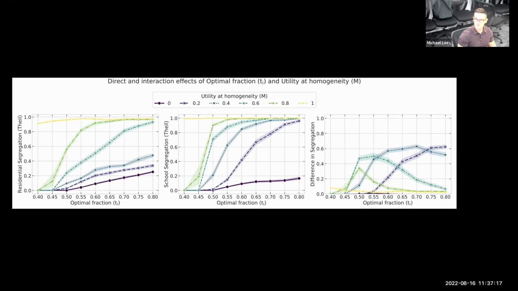This is just the same thing that you can show for different utility at homogeneity. Remember, this is the discount, and this is also affecting things. So if you have a very, very strong peak and you really don't like homogeneity, you will get, again, different behavior.